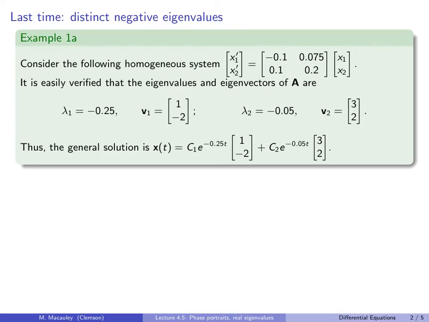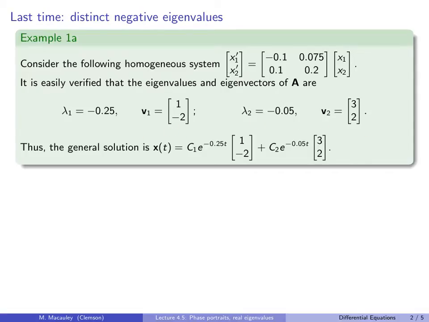Okay, so we saw an example of this last time. We had a homogeneous system, x prime equals Ax, up here. And the big idea of last time was that pretty much everything is determined by the eigenvalues and the eigenvectors of A. So in this case, we had two negative eigenvalues, this, and here are the two corresponding eigenvectors.